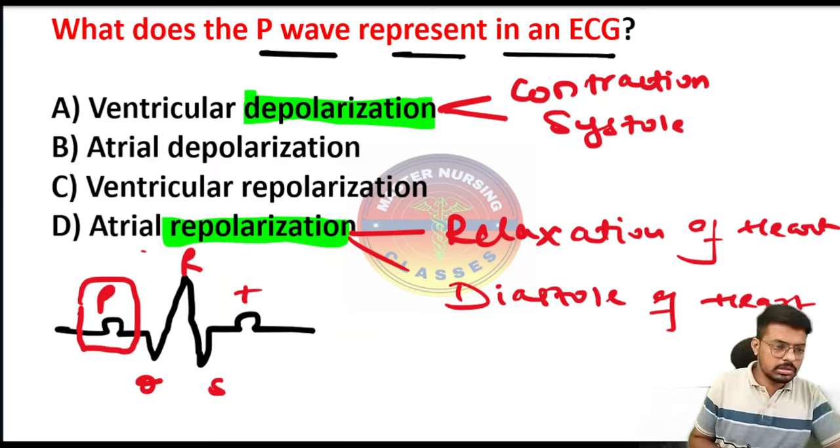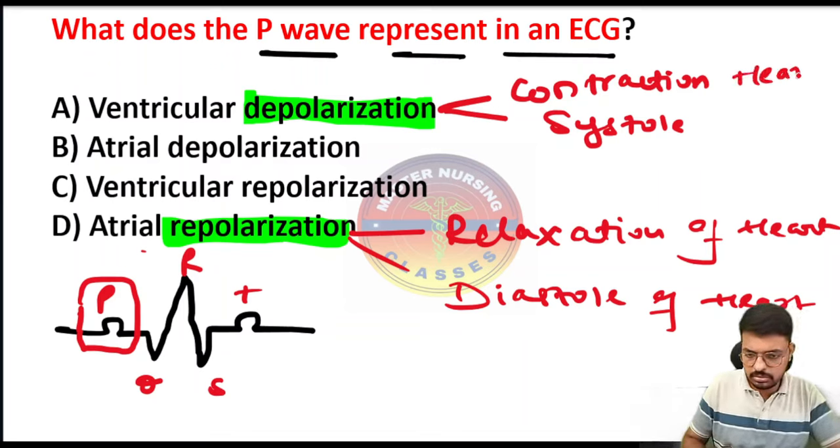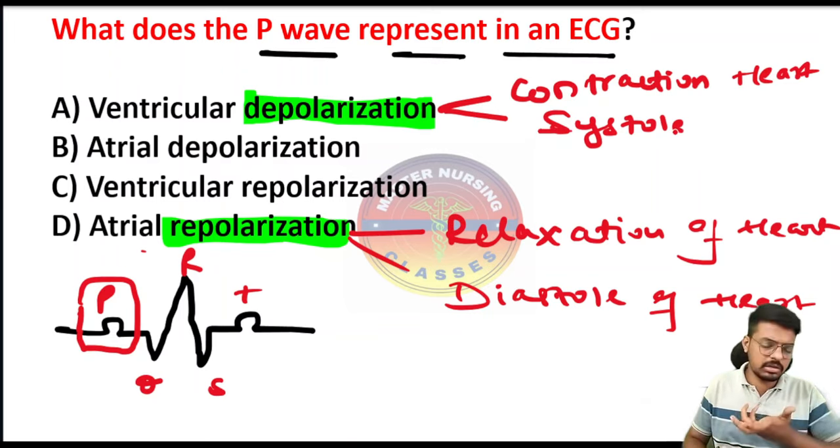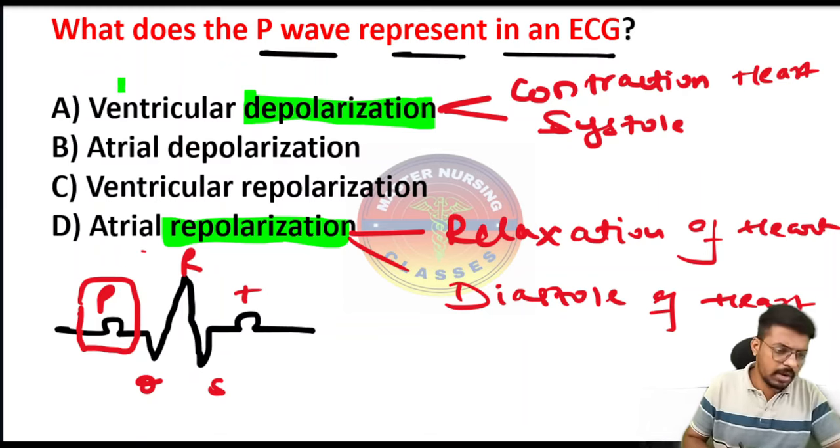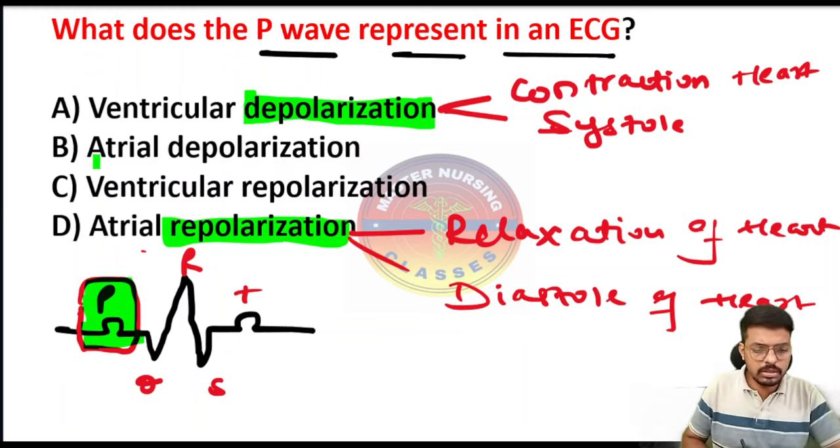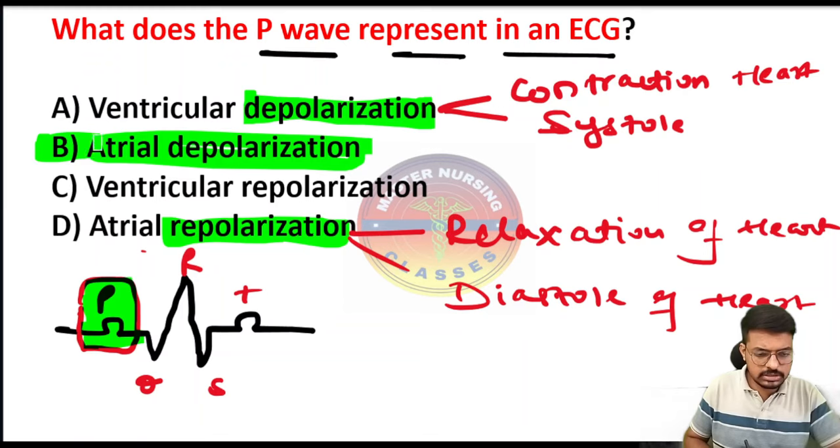Important, right? So what is the meaning of depolarization? Depolarization means contraction of the heart, and systole is the contraction of the heart. Everything is the same here. Repolarization means the relaxation of the heart, or the diastole of the heart. Yes, almost all people have given the correct answer. The P wave forms during the atrial contraction, so your answer would be atrial depolarization. This is the correct answer.